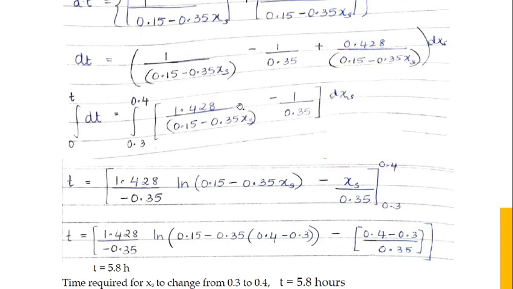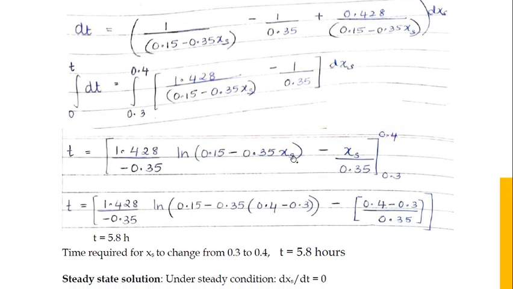While integrating this, it is in the form of 1 by a minus bx. When you integrate it, you get minus 1 by b ln a minus bx. That's the format of integration. Whereas this one is just a constant, so it is x by 0.35. Now wherever that x is there, you have to substitute the upper limit and lower limit of integration, two times, right? On the other hand, it is t minus 0, so simply t there.